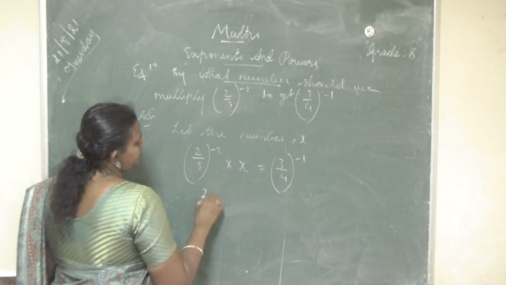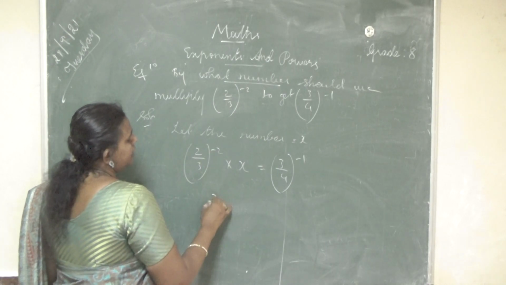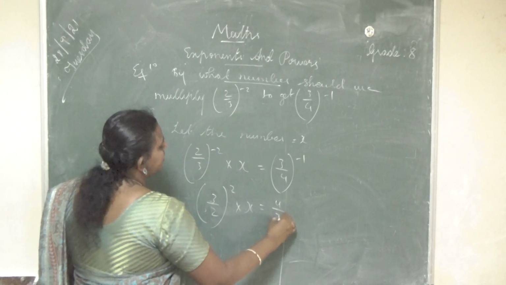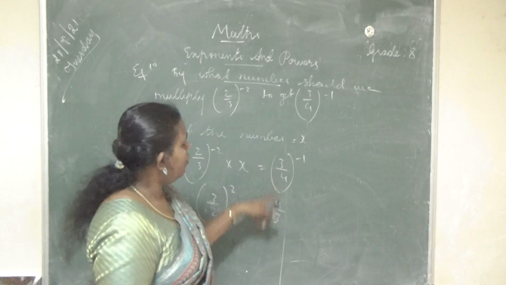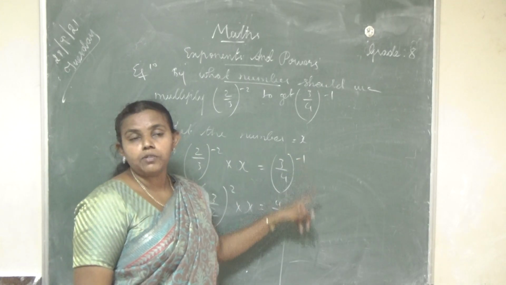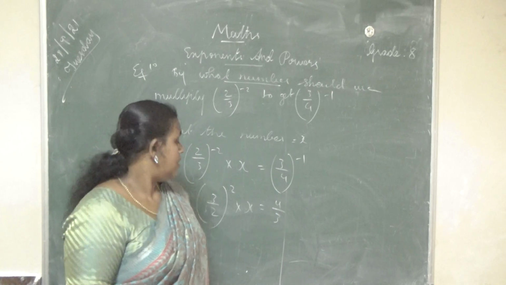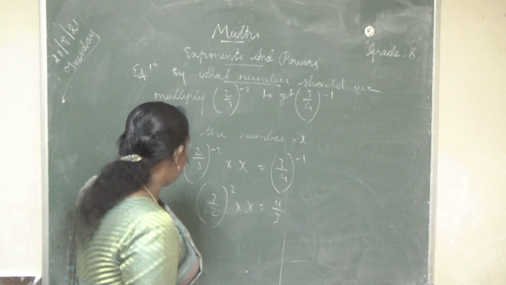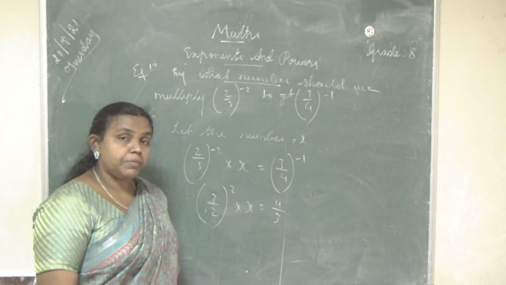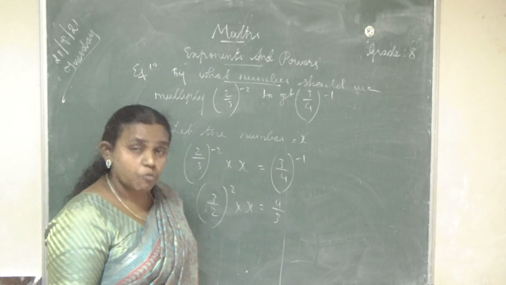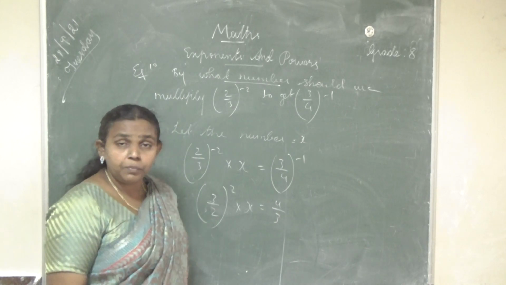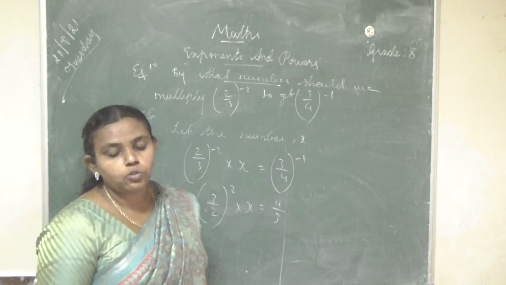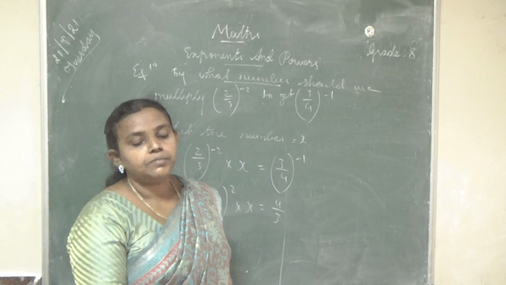2 by 3 the whole power minus 2, a negative exponent, so we will convert into a positive exponent. 3 by 2 the whole square into x is equal to 4 by 3. 3 by 4 the whole power minus 1 means 4 by 3 the whole power plus 1. That means 4 by 3. Any number power 1 is the same number. Any number power 0, p by q the whole power 0 is 1. Any number the whole power 1, same number. Now, 3 by 2 the whole square.